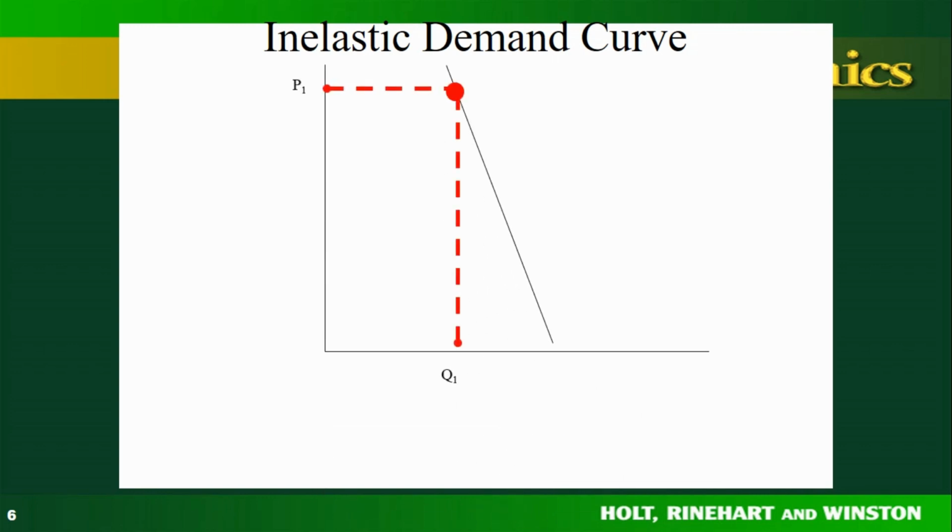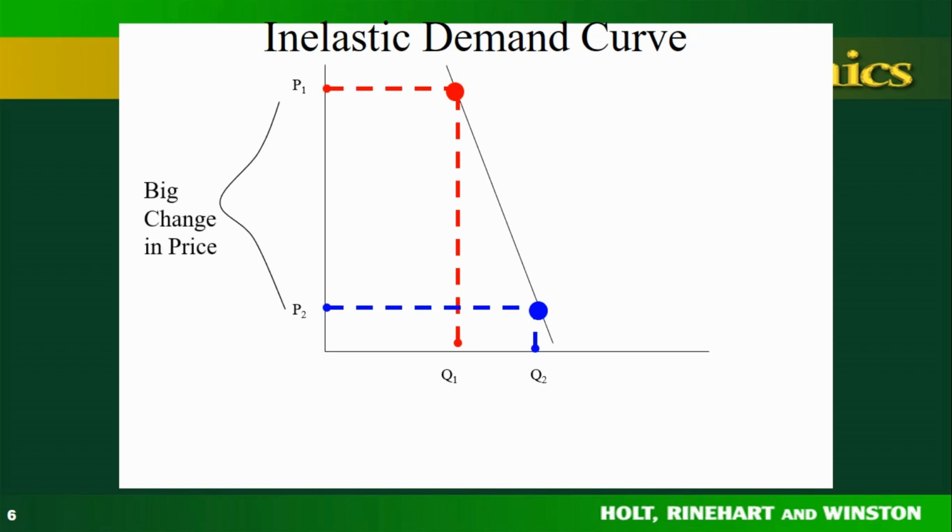You once again have a price and a quantity at price 1. We're going to change the price and it will not have much effect on quantity. So we have a huge change in price and a very small change in quantity demanded. Once again, this is for products that are relatively cheap, like salt, or that you absolutely have to have, like gas.